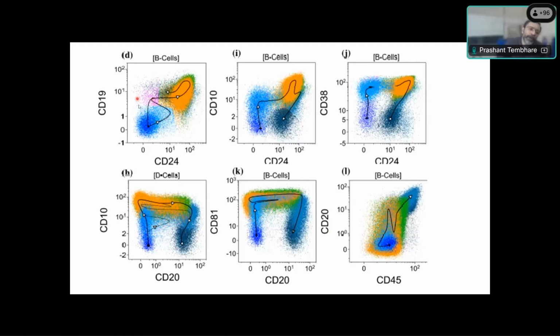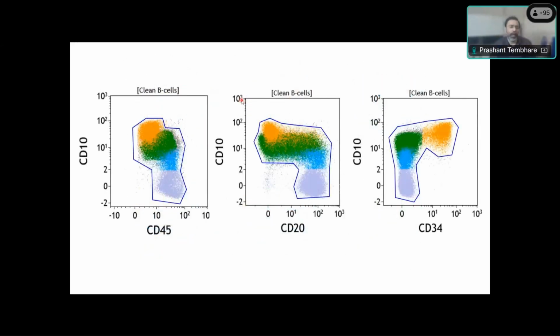Only a small part of stage 1 is CD24 negative, which we can call stage 1A. But you can see some cells are directly maturing from here and becoming direct here. So there are two pathways for B cell maturation. One is getting CD19 first and CD24 later. The other one is getting CD24 first and CD19 later.